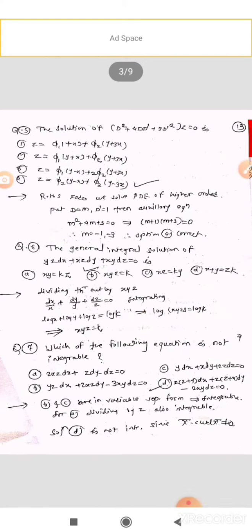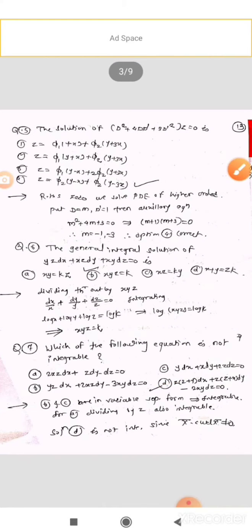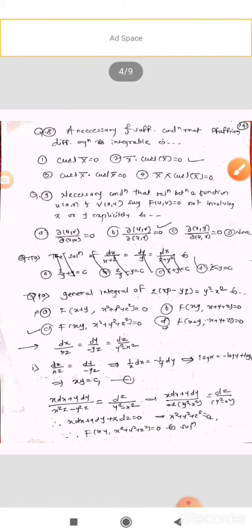Same option C, that is y dx plus x dy, it is the derivative of x into y, and 2z dz, it is the derivative with respect to z, therefore it is easily integrable, and hence only option D remains. Therefore option D is not integrable. If we check x bar dot curl of x bar, option D is not satisfied, hence the solution of question number 7 is option number D.